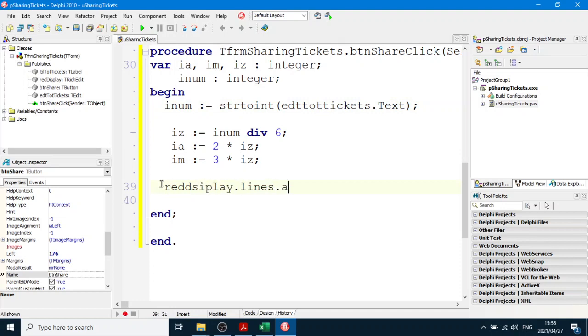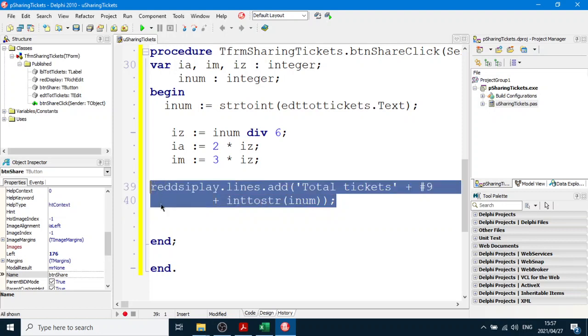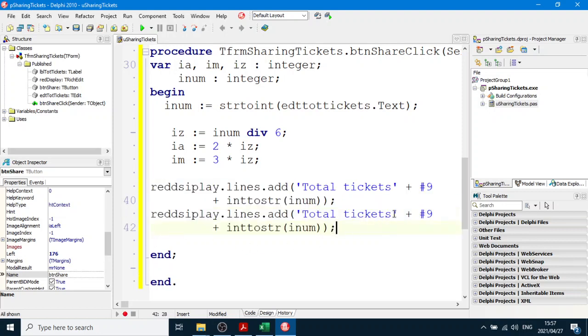Already display dot lines dot add, and of course we're going to do the same as we did before, building strings. Total tickets colon, should we use the #9 one or total tickets? Yep, plus #9. Let's use #9 because we haven't used that before for a while here. And then total tickets will be into string rnum. Okay. So that's that one.